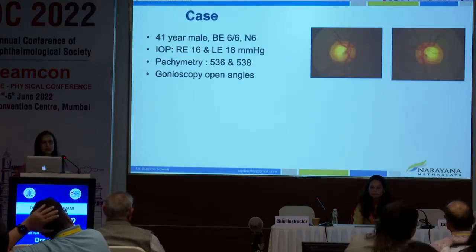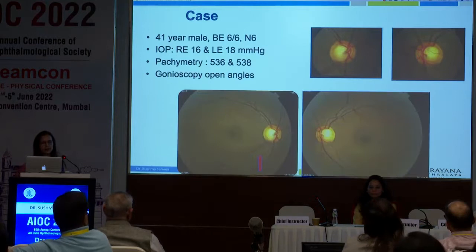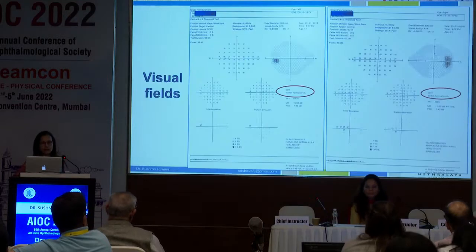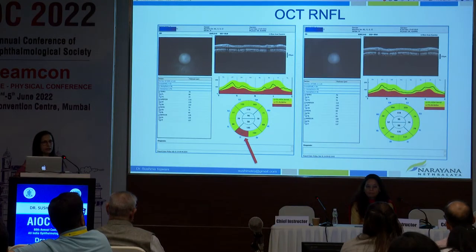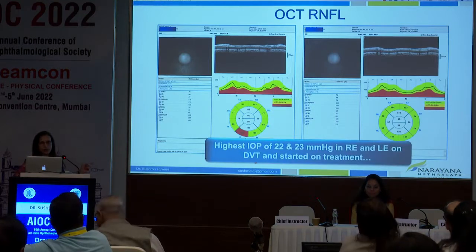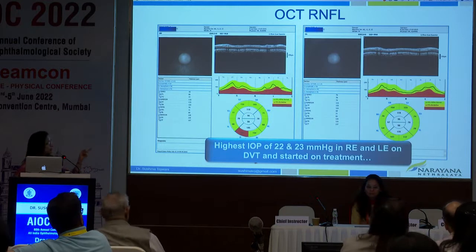Just to give you a clinical example, this is a 41-year-old male, and you can see an NFL defect down there. Everything else was normal, not suggestive of glaucoma anywhere. You do a visual field, there is nothing, but when you do an OCT, you can see a corresponding thinning there. So in this situation, it is only careful disc evaluation that could make us diagnose glaucoma and treat this patient, because when we did the DVT, the pressures were high and we started on treatment.